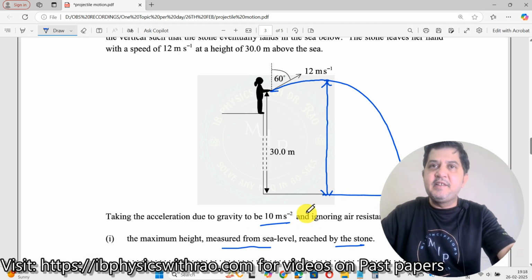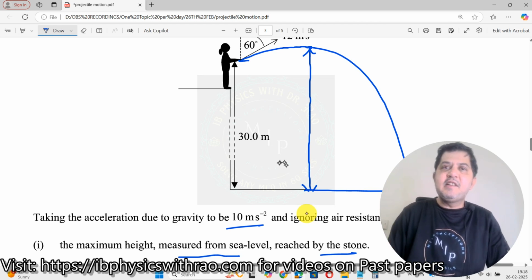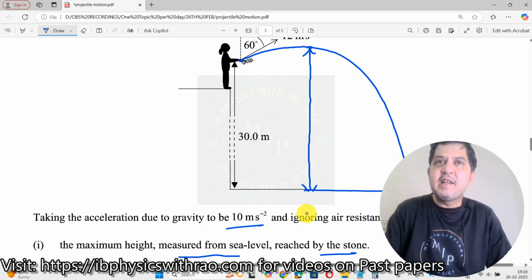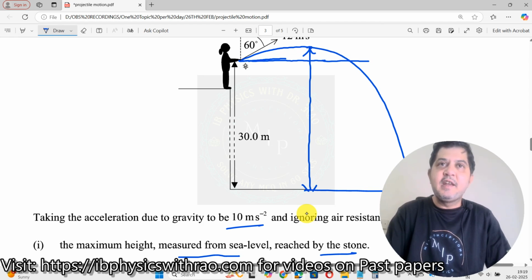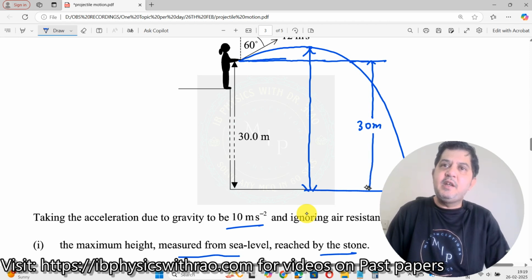Let me expand this. Now I will draw a horizontal line here. What does this tell me? This parabola is symmetrical. This is a normal projectile motion, and from here to here, you already know the height. This height is 30 meters. It's already given here, see, look at the arrow, 30 meters over here.